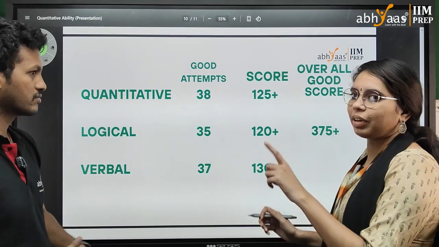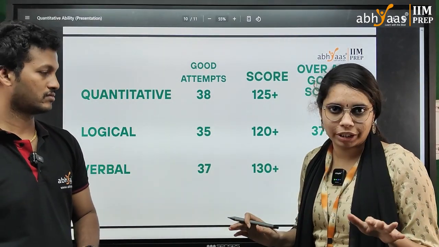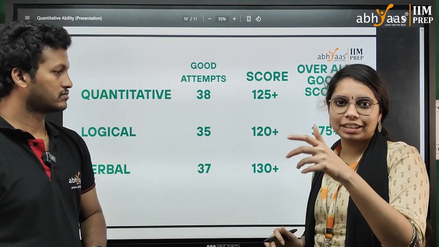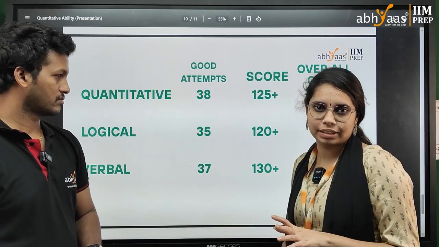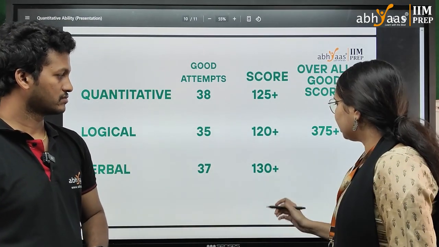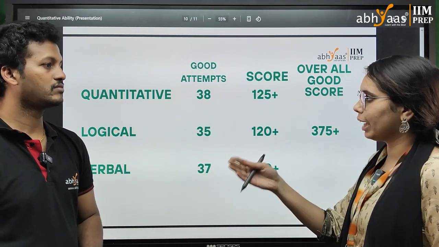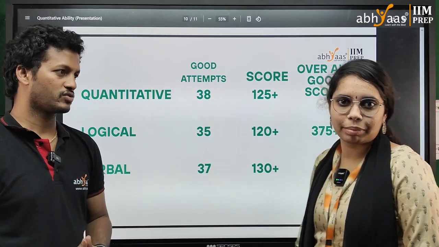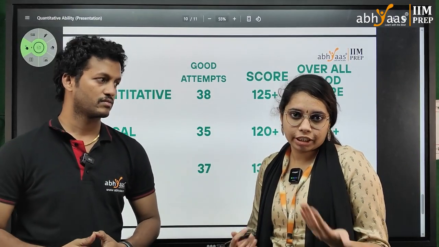Previously I said 30 plus, and that is for an average student. When it comes to someone who is very good and has been practicing for at least 6 to 8 months, a good attempt would be 37 plus. From that we can say the score could go 130 plus, and by calculating the overall we'll get around 375 plus. Yes, 375 plus would be a good score. It might be very near the cutoff also.